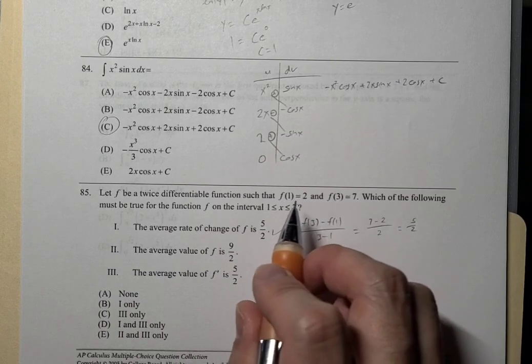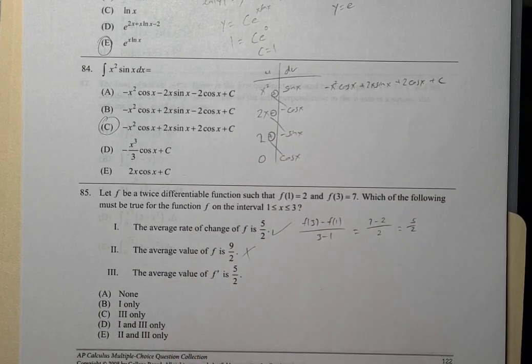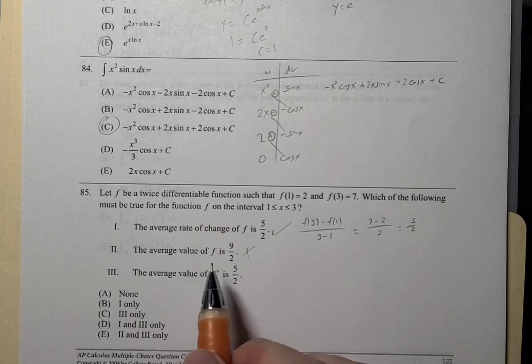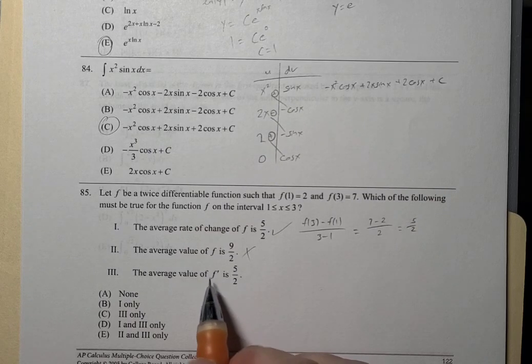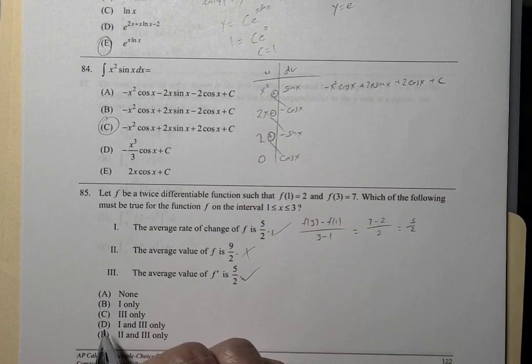Average value of f is 9/2. We only have 2 points. We don't have a function where we can find the integral, so not enough information. Average value of f prime is 5/2. That's right, because f prime is the rate of change, right? So the average rate of change is just this again. So good. So it's 1 and 3 only.